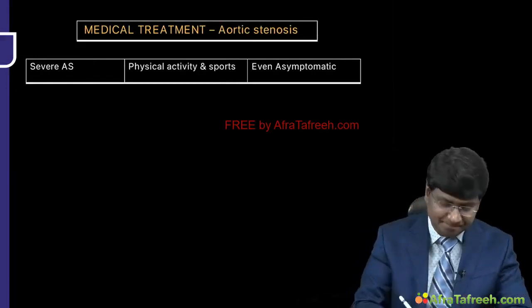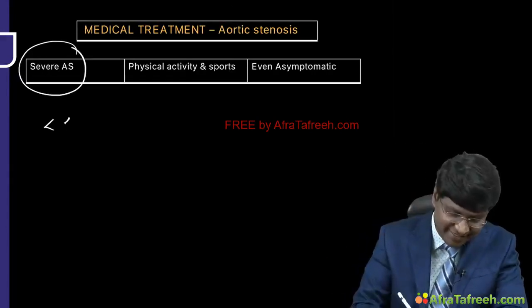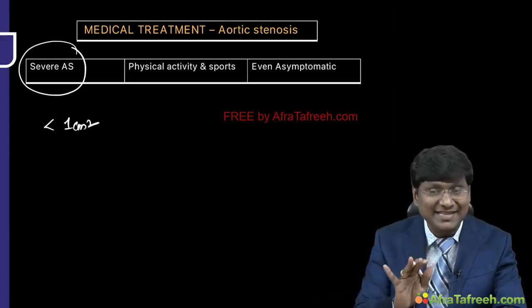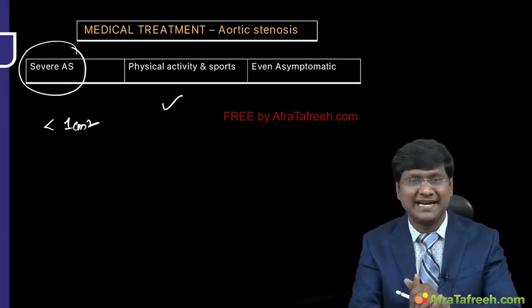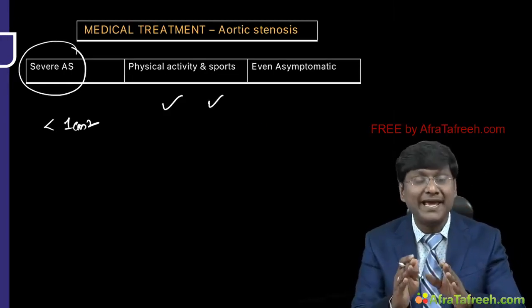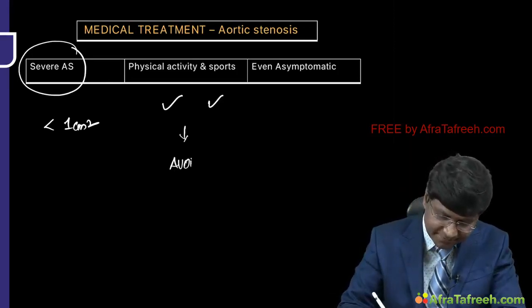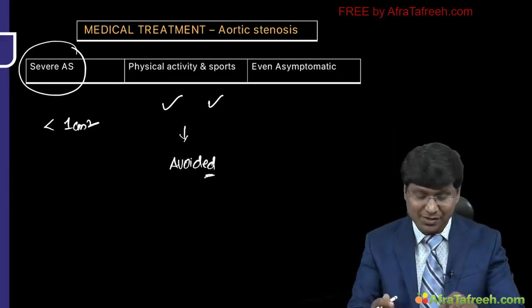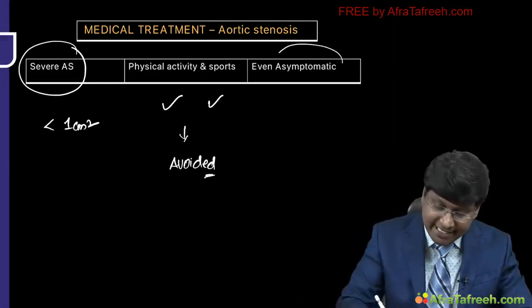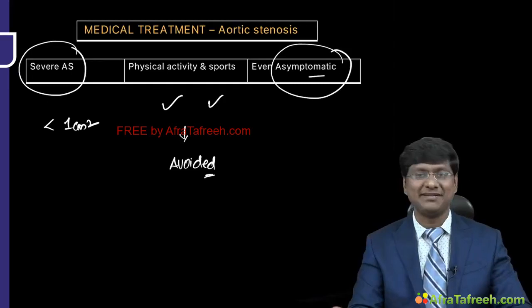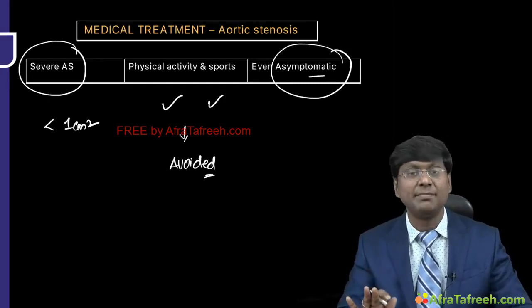So in case of severe aortic stenosis, when do you call it that? When the valve area is less than 1 centimeter square. In these individuals, activities like strenuous physical activity and playing competitive sports should be avoided. Even though the individual is asymptomatic, the physical activity as well as competitive sports should be avoided.